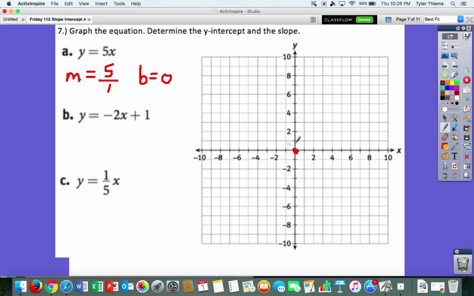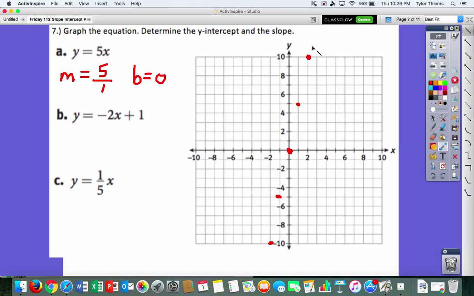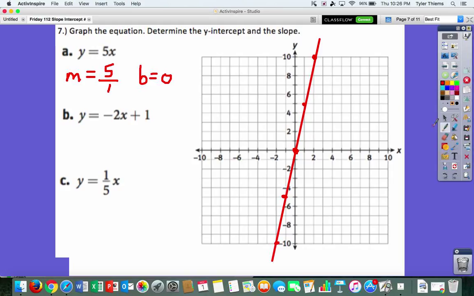So we're going to do a rise of 1, 2, 3, 4, 5, and a run of 1. Then go down 5, left 1. This should form a straight line. Make sure it goes through all your points. Try to catch your mistake if you made one, if it doesn't go through the origin. But that's the first line.